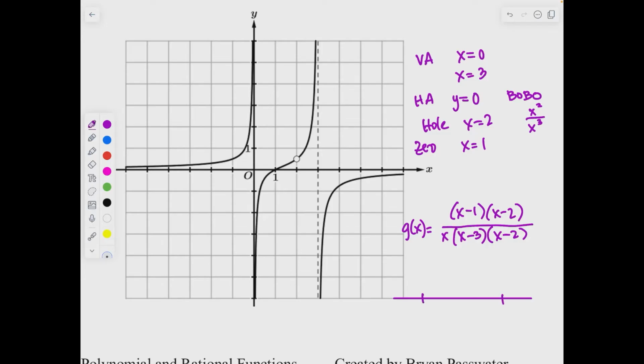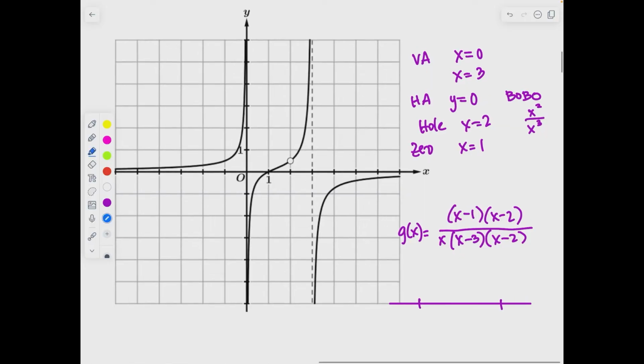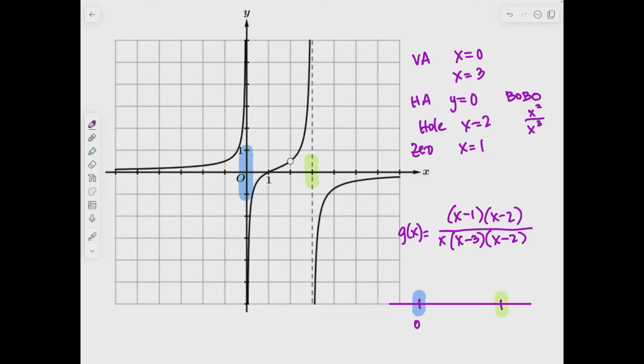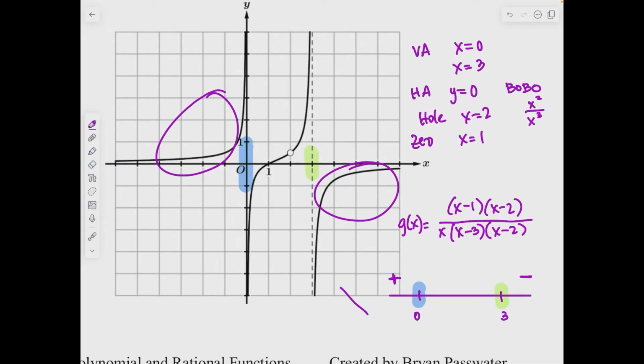So on my farthest left, I am looking at, what color did I use? I'll just follow it, blue and then green. On the farthest left, I have my vertical asymptote at 0, so I'm going to use 0. And on my farthest right, I have my vertical asymptote at 3, so that means that this number is going to be 3. When I look to the right of 3, what I notice is my y values are below. And when I look to the left of 0, my y values are above. So what this tells me is this is a falling end behavior. That means that my lead coefficient should be negative and that I have an odd degree.